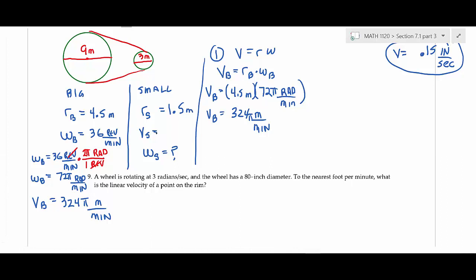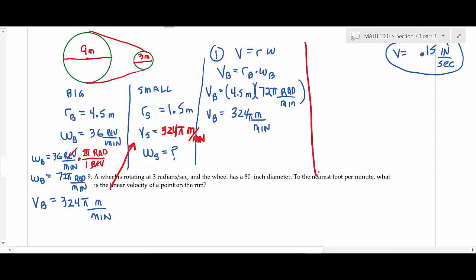Okay, they're the same. That's what I tried to show you in that diagram. So now we know that these are the same. I'm just going to write that as 324 pi meters per minute like that. Okay, so now we've got that. All right, now that leaves us with one more thing.